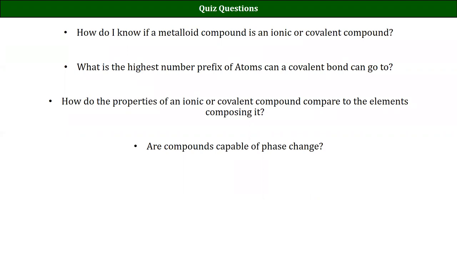But it's really that interaction that makes them behave the way they do once you form a compound. And then last but not least, are compounds capable of phase change? Absolutely. Water goes through a phase change. It's a compound, right? They have all the same phase changes as the individual elemental states do.